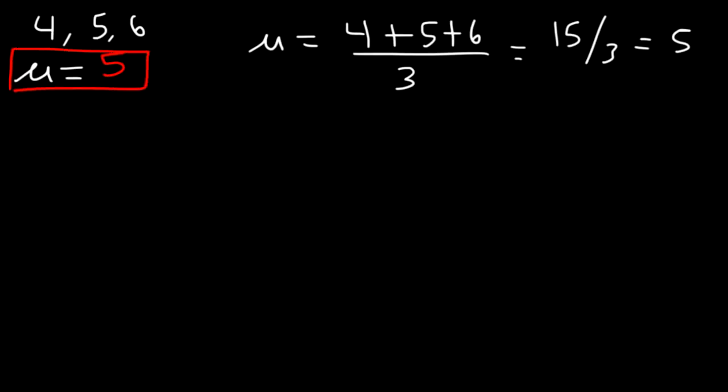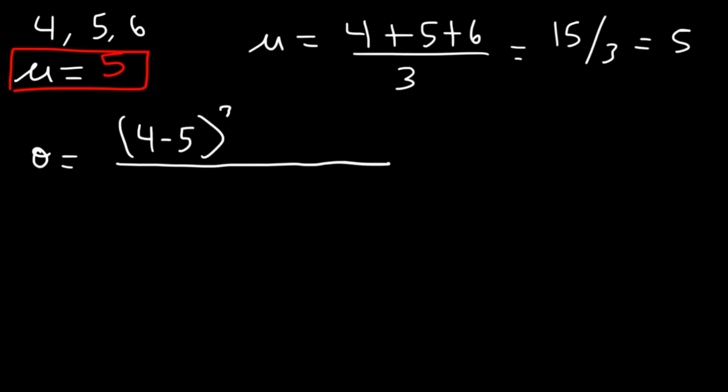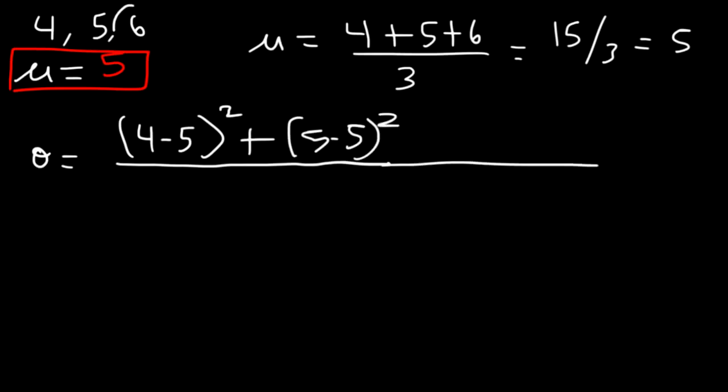So now, we can calculate the standard deviation. So sigma is going to equal the square root, but before we do that, let's calculate the differences. So the first number is going to be 4, and we're going to subtract it from the mean, and then square it. The next number is 5, subtract it from the mean, and then square it. And then after that, the last number is 6. So it's going to be 6 minus 5 squared. Now let's divide it by n, and let's not forget to take the square root of the entire thing.